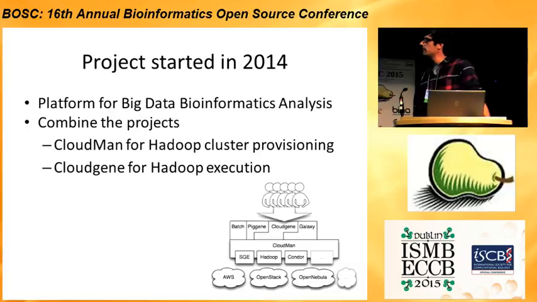And the idea was just to combine the projects and use the best of both projects. So use CloudMan for setting up a cluster in the cloud, and use Cloudgene for Hadoop execution. In this picture, as you can see, we have here CloudMan, and Anis is then setting up Hadoop on the cloud, and of course we can then set it up on Amazon and OpenStack.